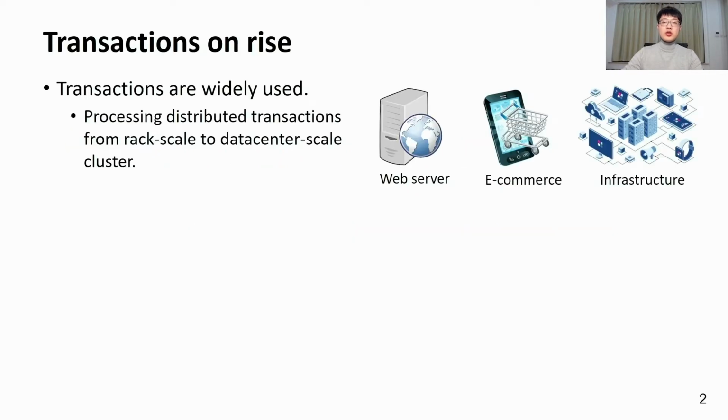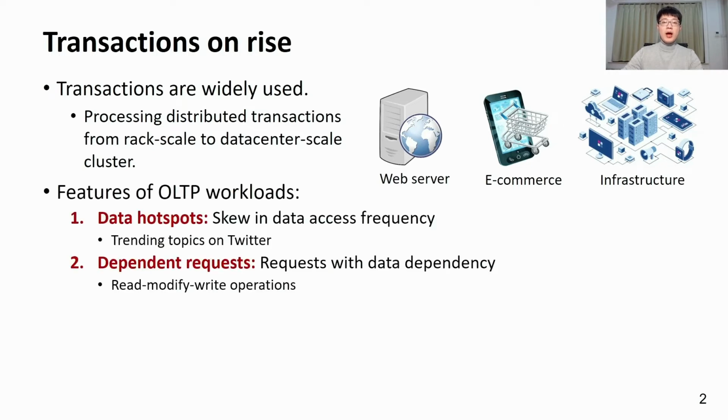The use of online transaction processing, or OLTP, has been increasing, especially in web service and e-commerce. Many operations of infrastructure can also be implemented by transactions, like rename operations in a file system. OLTP applications have two features. First, it shows severe skew in data access frequency. We call it data hotspots. Second, requests in OLTP often have data dependency, like read-modify-write operations.